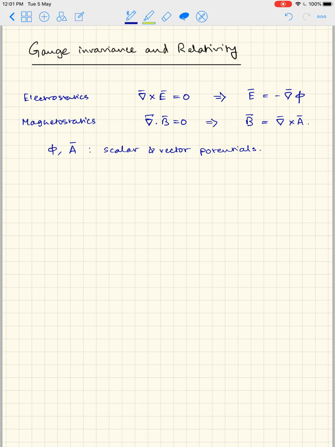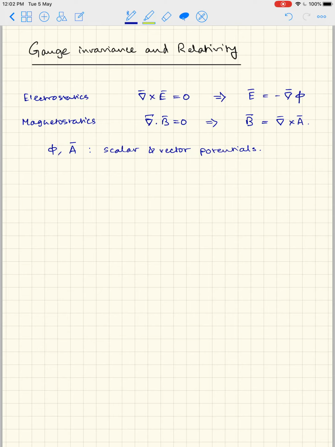So you have seen before that when you were looking at electrostatics, you had del cross E equal to 0, which meant that E could be written as the gradient of some scalar function phi. And in magnetostatics, you had del dot B equal to 0. I'm sorry. That meant that B could be expressed as a curl of some vector A. So we call phi and A the scalar and vector potentials, right?